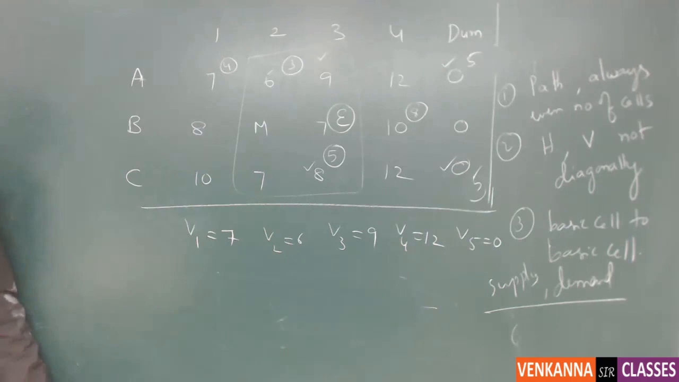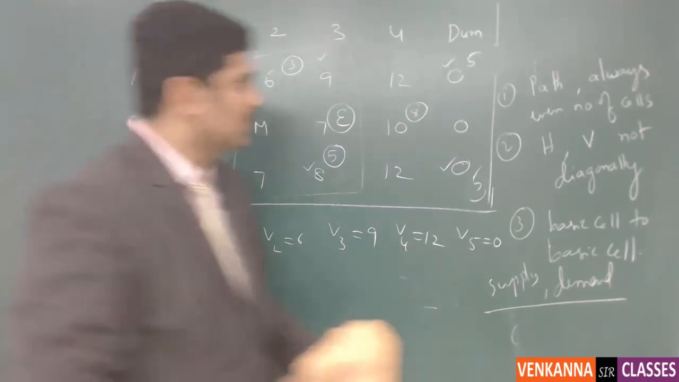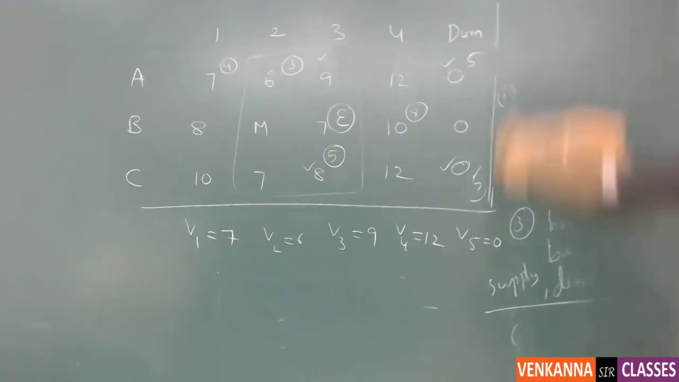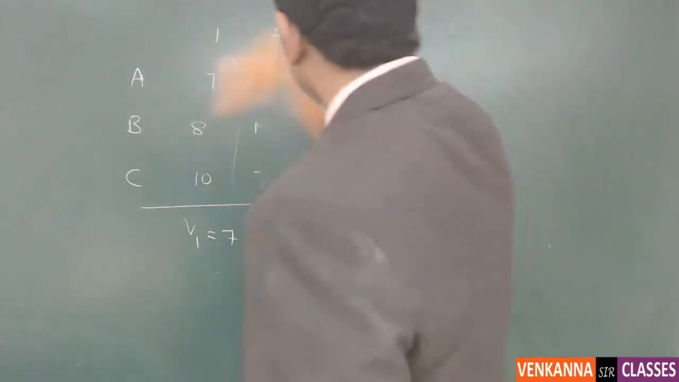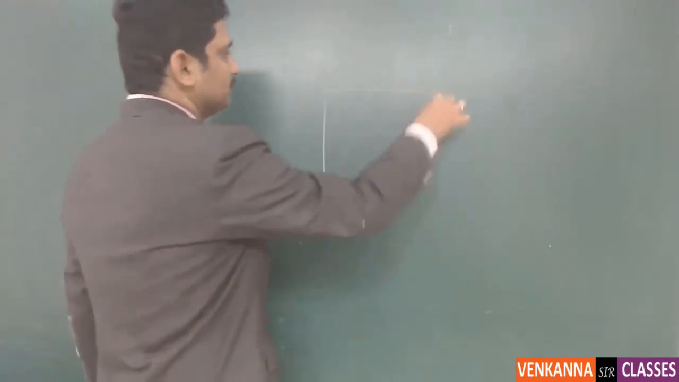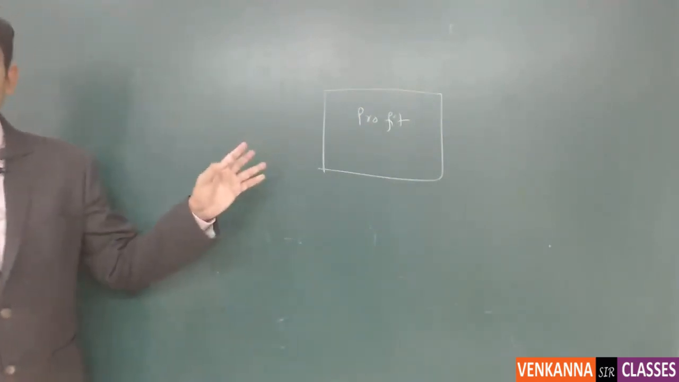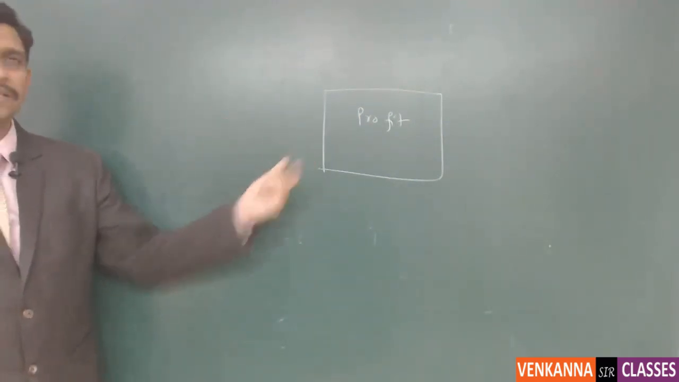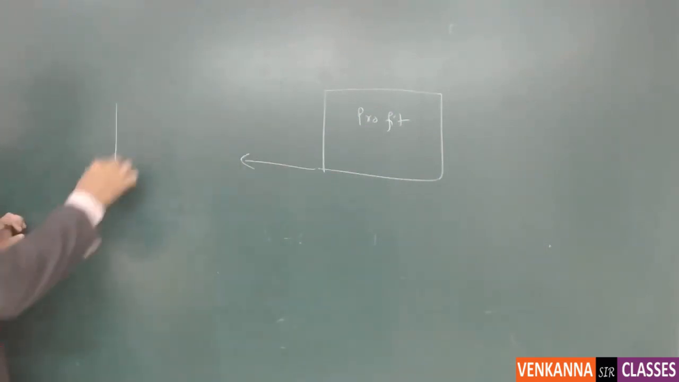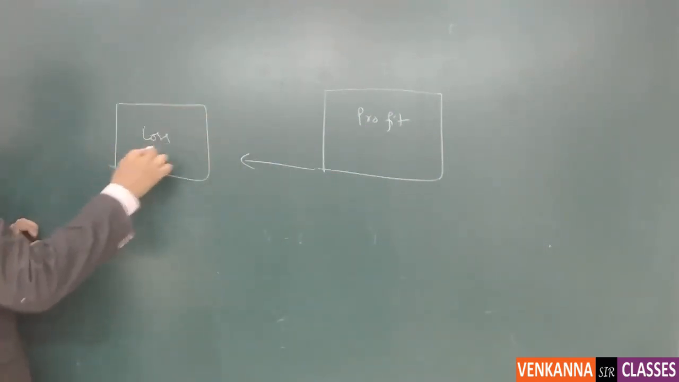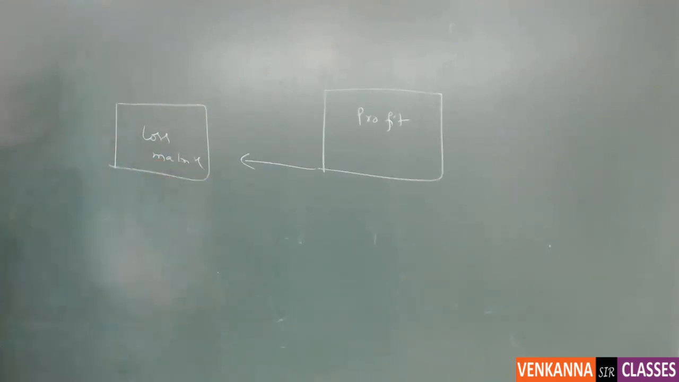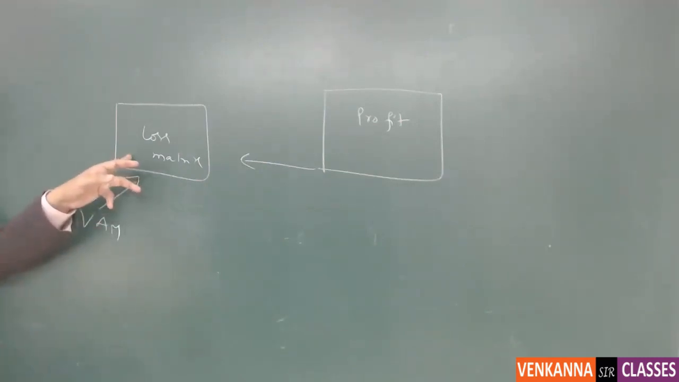So for maximization, I think I have taken one more problem on this transportation maximization concept. I hope so. I have taken a problem on this also. So if you have a profit matrix, by subtracting the maximum element from it, you get the relative loss matrix. Then you apply VAM on this, so that you will get minimum loss.